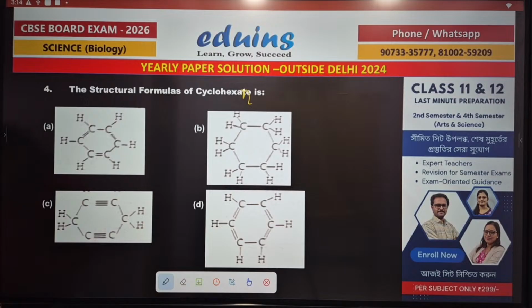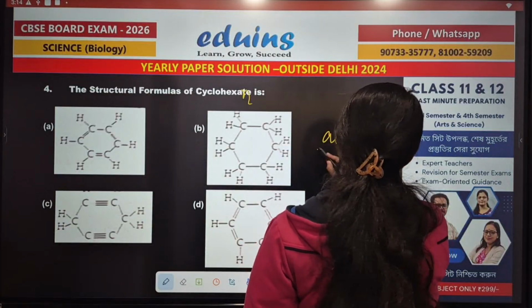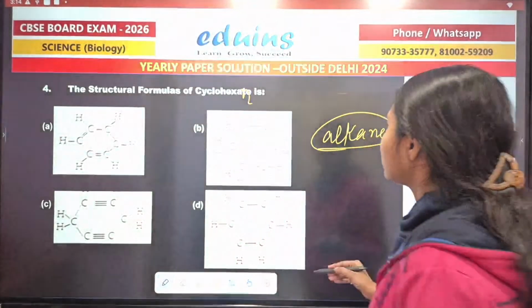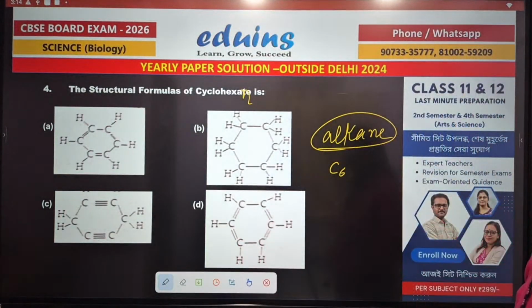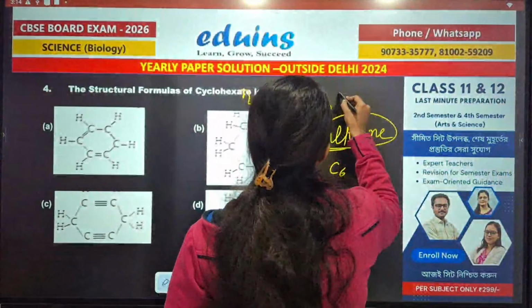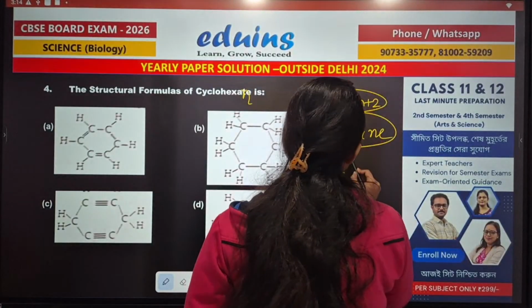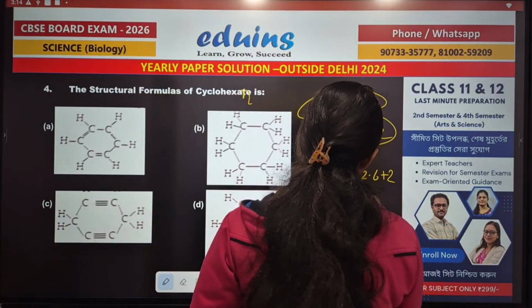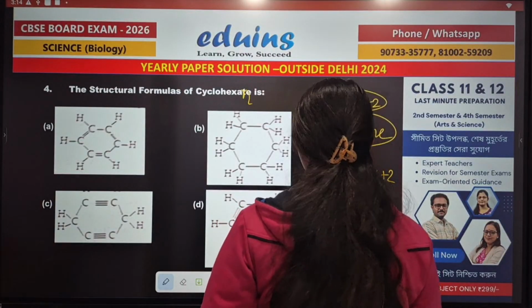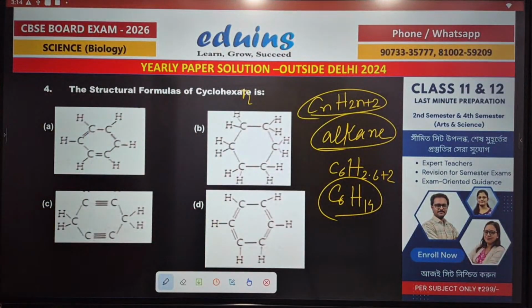Option C. Cyclohexane, hexane. That means this is an alkane. Hex means 6 carbons, so C6 and alkane. CnH2n+2 is the formula of the alkane group. So there will be 2 into 6 plus 2, so C6H14. So in option C, we don't get 14 hydrogen.